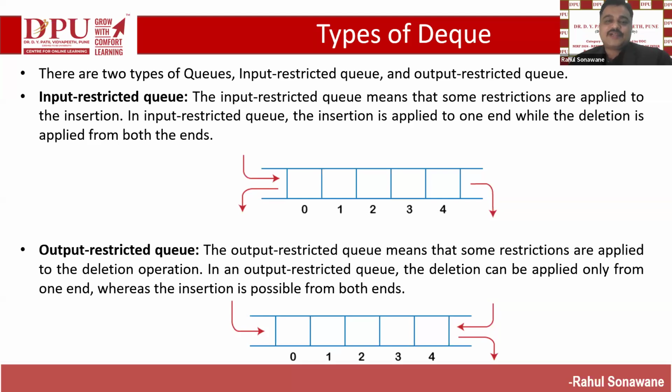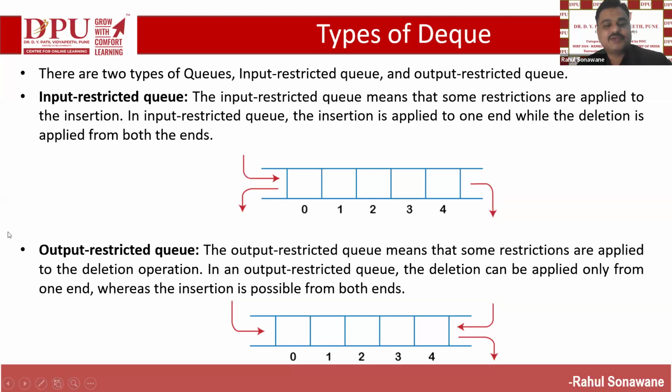If it is an input restricted queue, it means there are some restrictions applied to insertion. You can see in this diagram, this is the only end through which we can insert the element, but both ends can be used for removal. So in an input restricted queue, insertion is applied at one end, while deletion can be done from both ends.